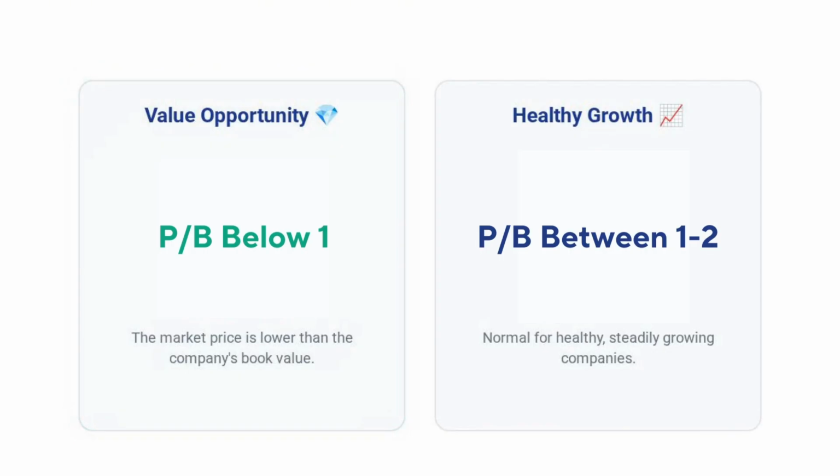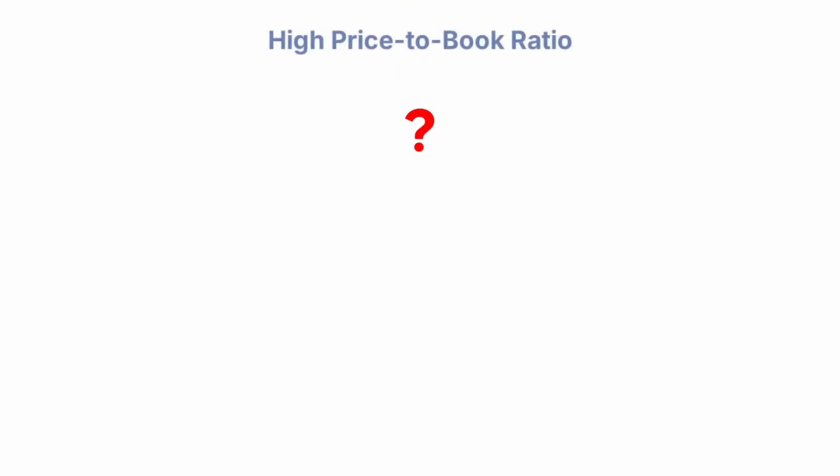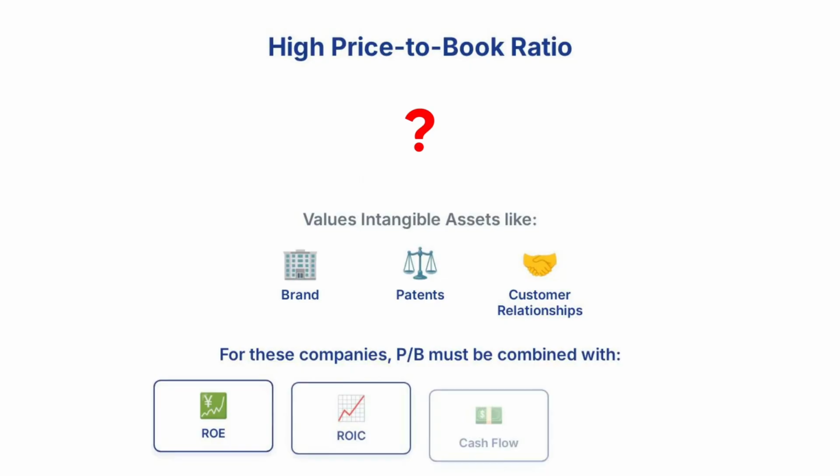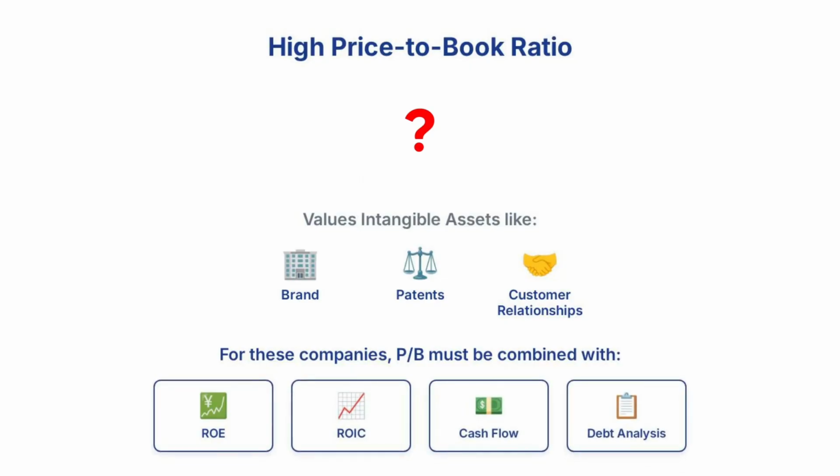A PB between 1 and 2 is normal for healthy, steadily growing companies. A high PB means the market expects strong long-term returns on equity or values intangible assets such as brand, patents, or customer relationships. For intangible heavy companies, PB must be combined with ROE, ROIC, cash flow, and debt analysis.